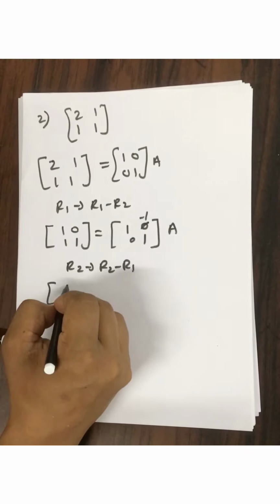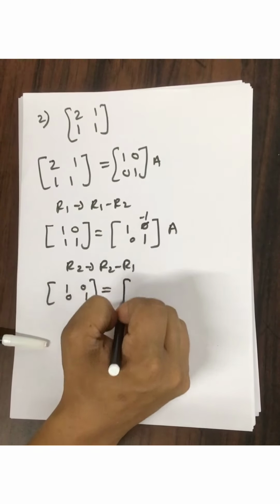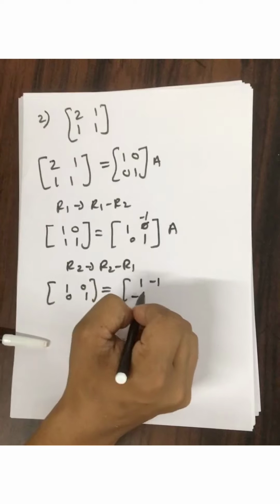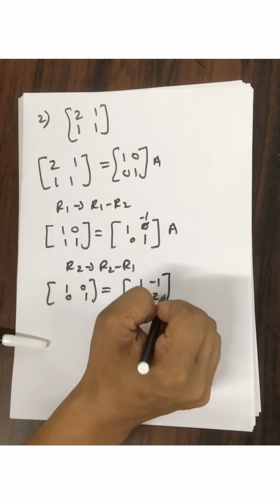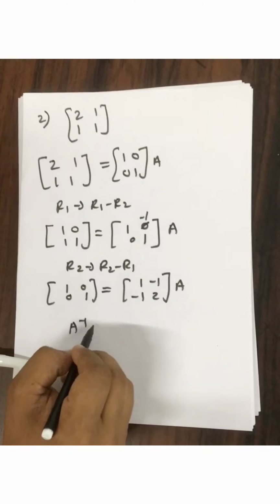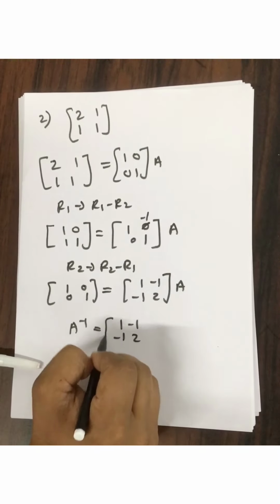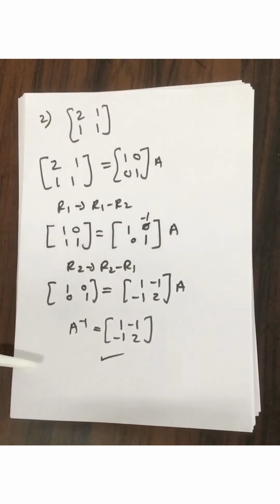So this will be 1 0 0 1 and this side it will be 1 minus 1 minus 1 and 2, and A. Okay, that's it. We get this form. So A inverse equals 1 minus 1 minus 1 and 2. That's it. Got it? Very simple. Let's go ahead with the next question.